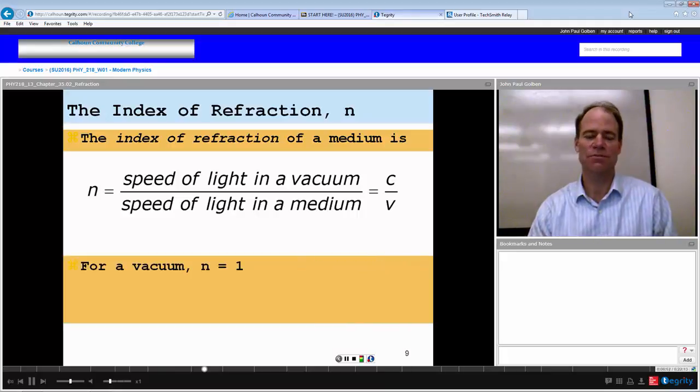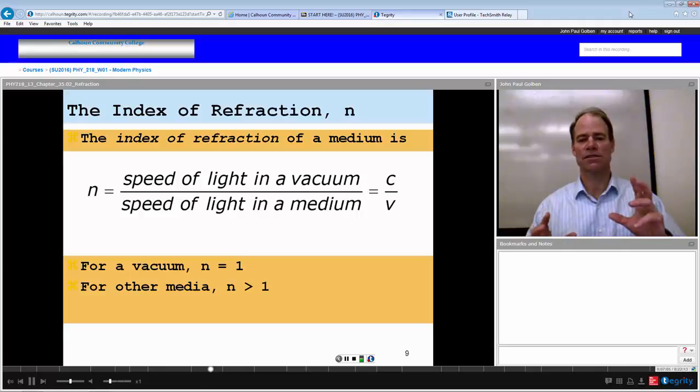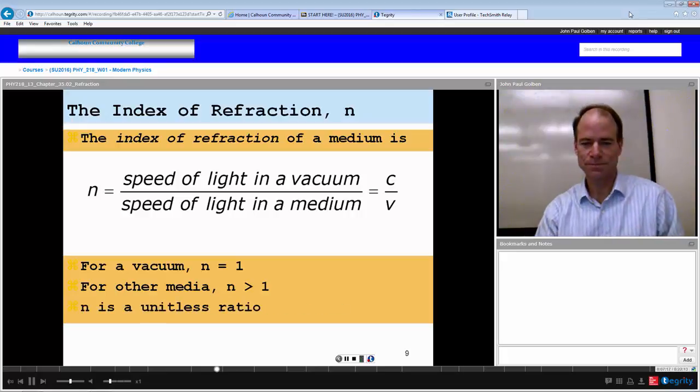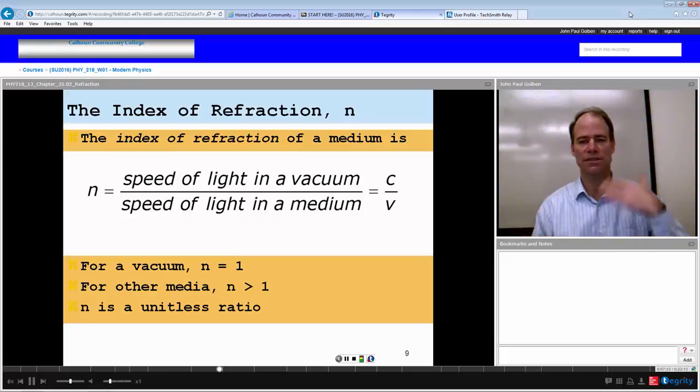So for a vacuum, the index of refraction is 1, because you'd have c over c. But for other media, the speed of light in any particular medium is going to be less than its speed in a vacuum. So this fraction is going to be greater than 1. So there won't be any indices of refraction that are less than 1. And as a unitless ratio, it's simply the ratio of these two speeds: speed of light in a vacuum to the speed of light in the medium, and it's going to be a number greater than 1.